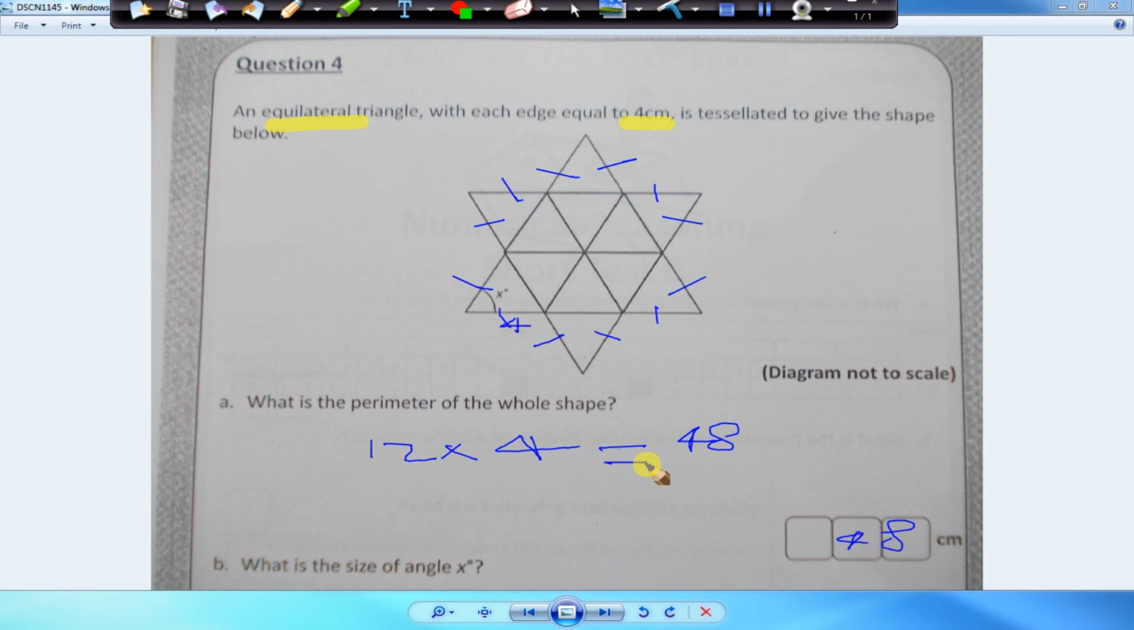Next we've got to work out the size of angle X. I'm not going to move the page down, I'm going to do it here because it's easier. We can actually see the work. Put your hand up, you got that one right? Angle X.